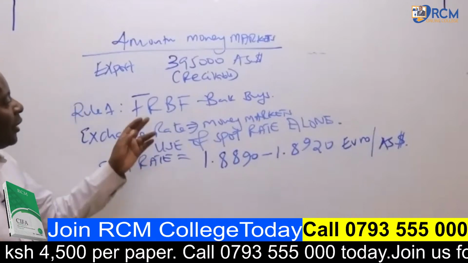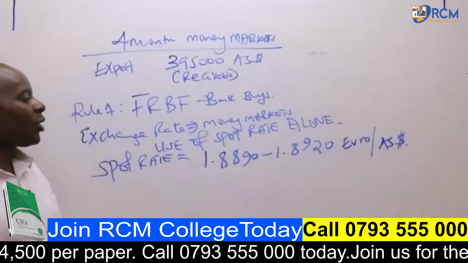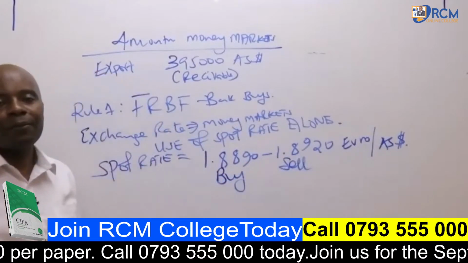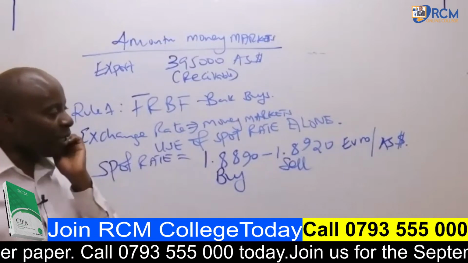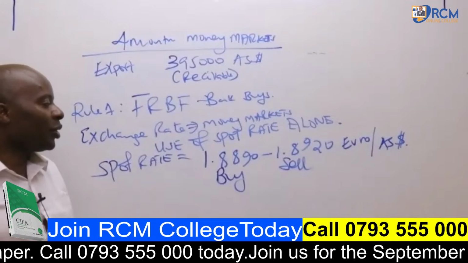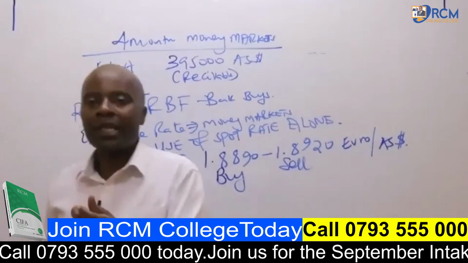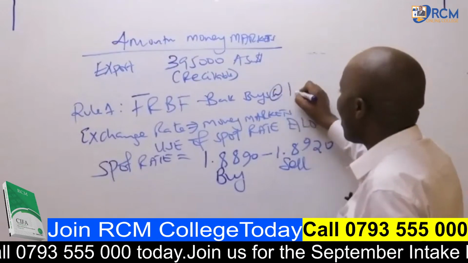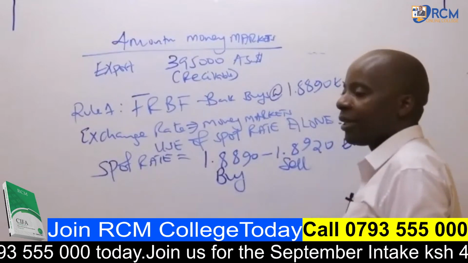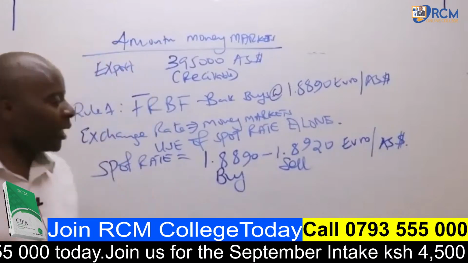So we are saying here, the bank is supposed to do what? To buy. The euro, which is our home currency, is on the left-hand side. So the left-hand side figure becomes the buy, and the other one becomes the sell. Ladies and gentlemen, what does our bank want to do? Our bank here wants to buy. And that is why so many students gave me this answer of 1.8890 euros per Australian dollar.